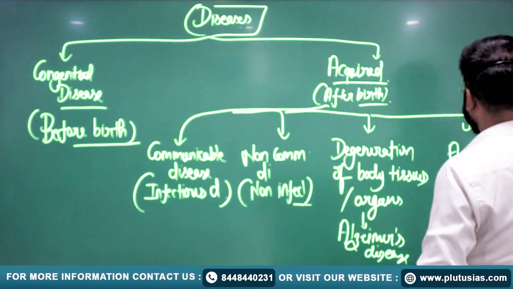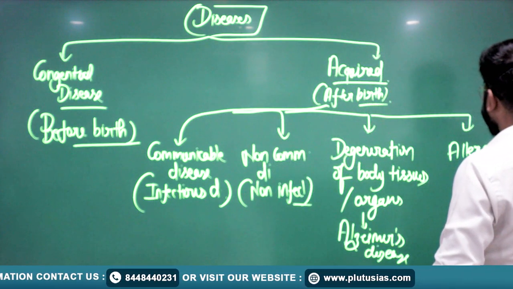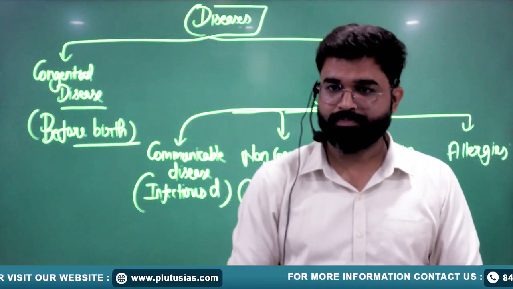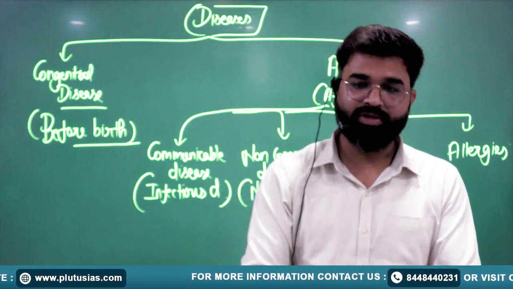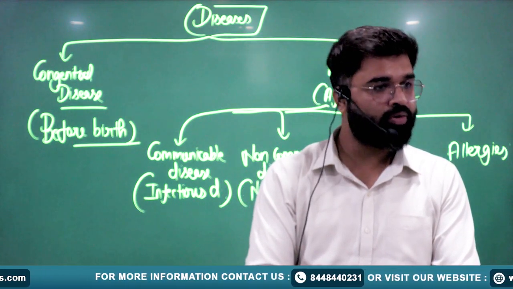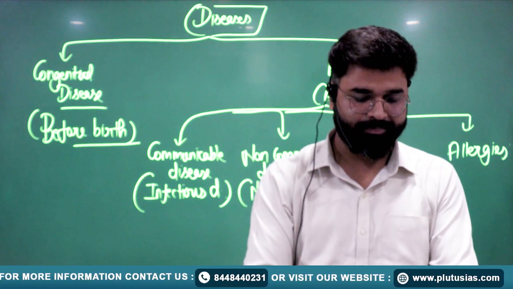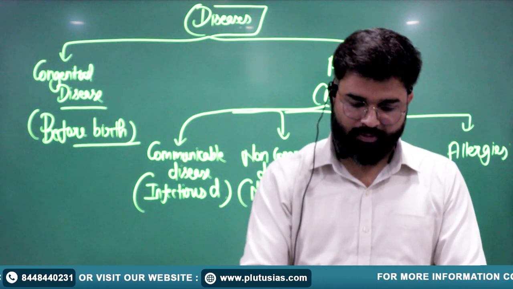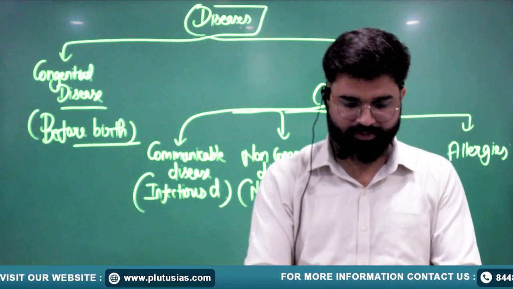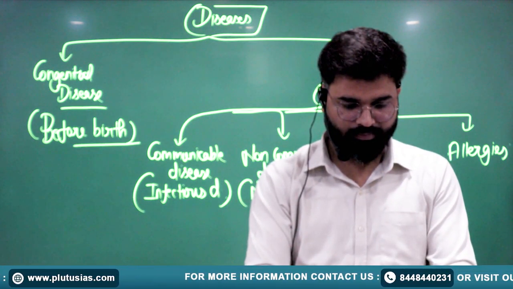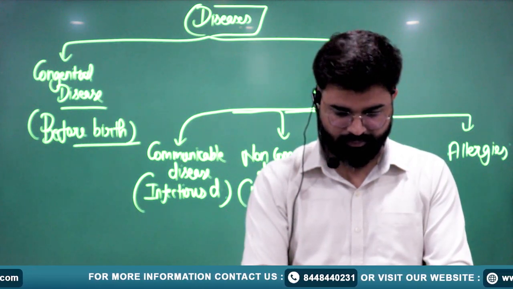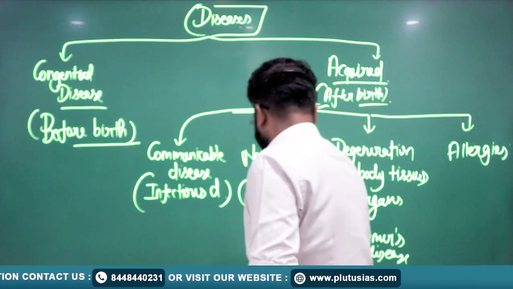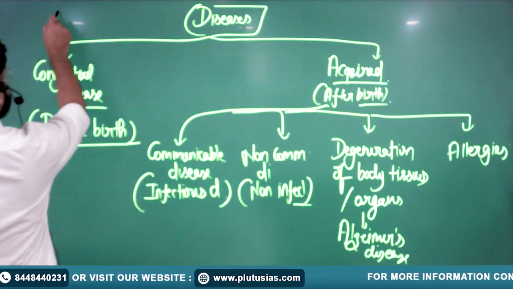Some diseases are with respect to allergies. Yes, like asthma. Yes, so asthma, jo disease hai, wo kaun si hai? Related to allergy. Okay, aur kya ho sakta hai? Ek aur type of disease hai. One more disease, that is deficiency disease.